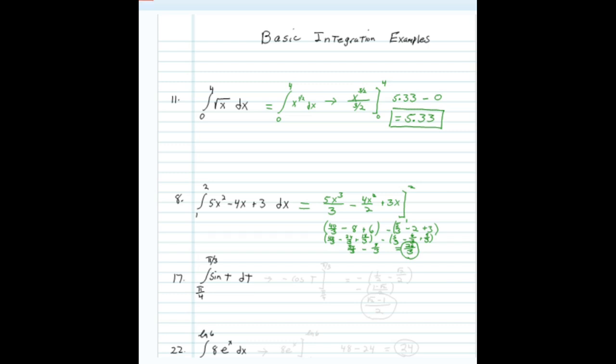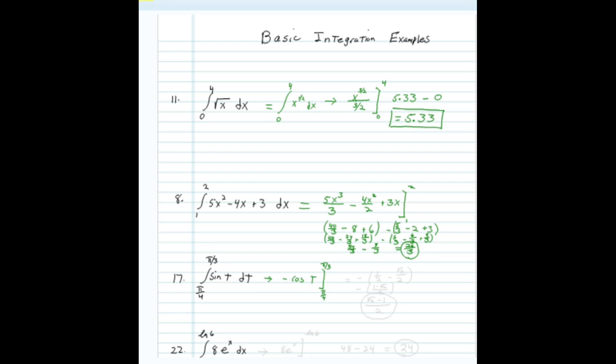The next one is the integral of sine of t dt between the limits of pi over 4 and pi over 3, and these are in radians. Okay. So the integral of sine is negative cosine, so we get negative cosine of t between the limits of pi over 4 and pi over 3. So we got to think about our trig rules here.